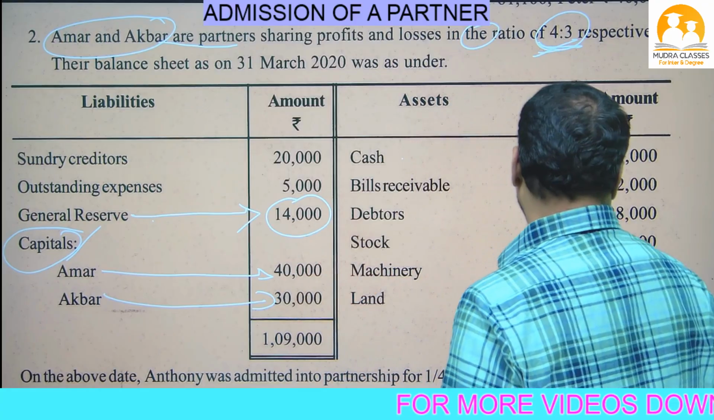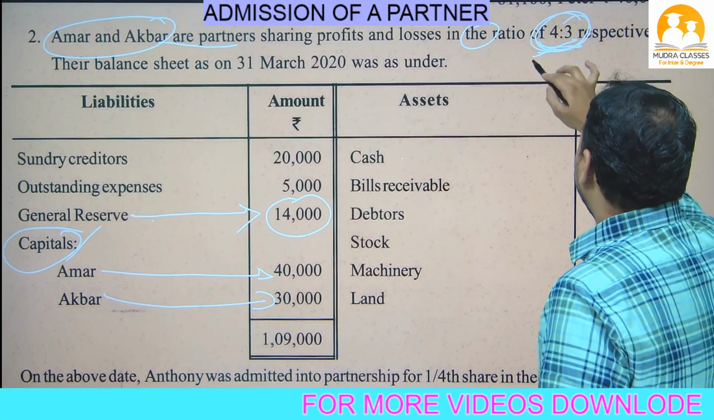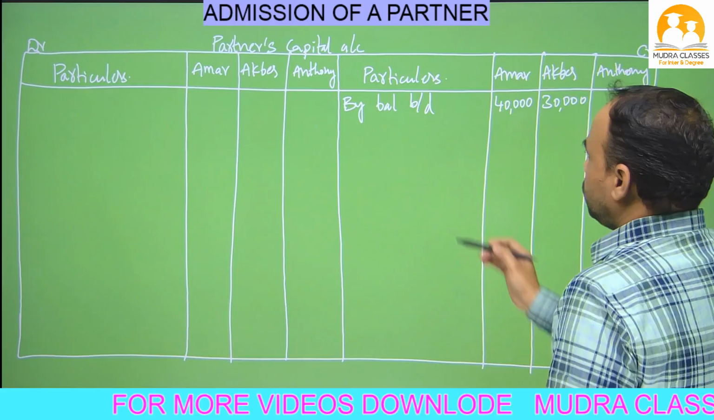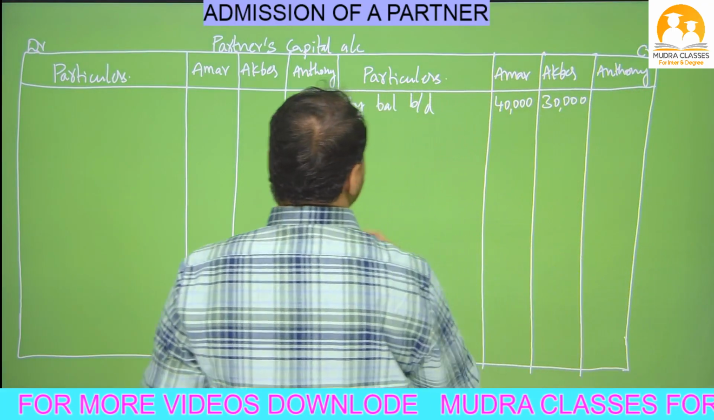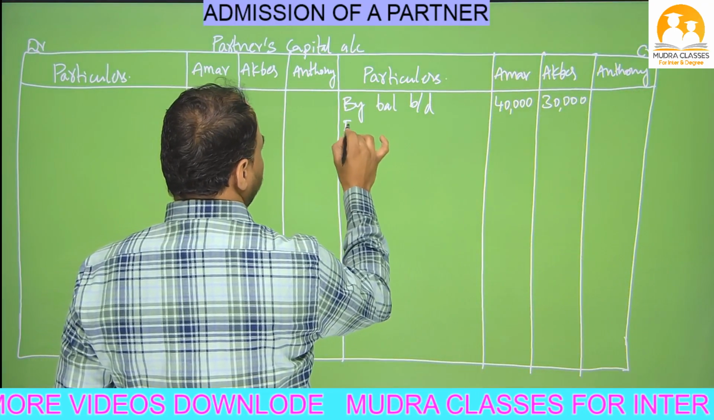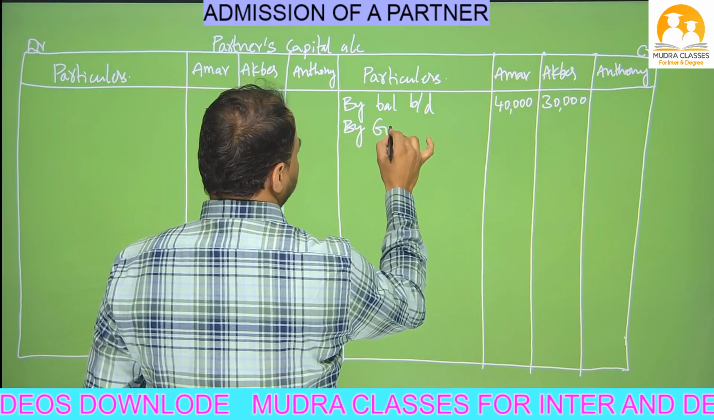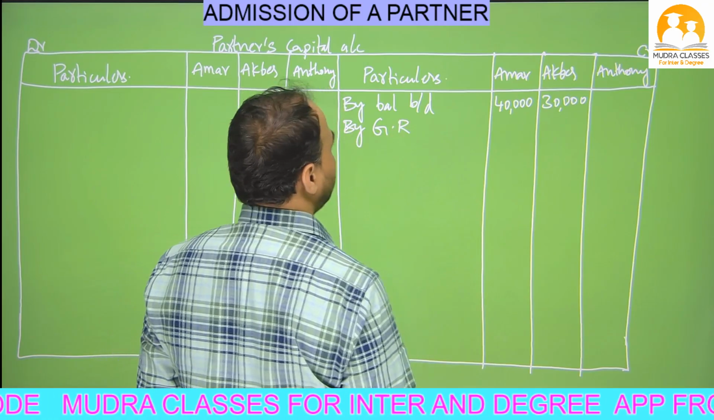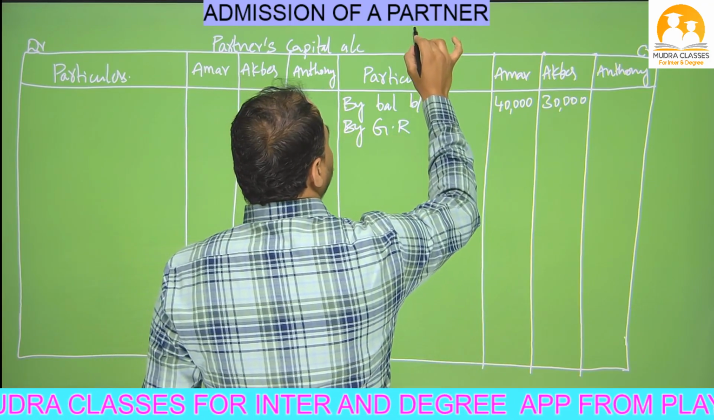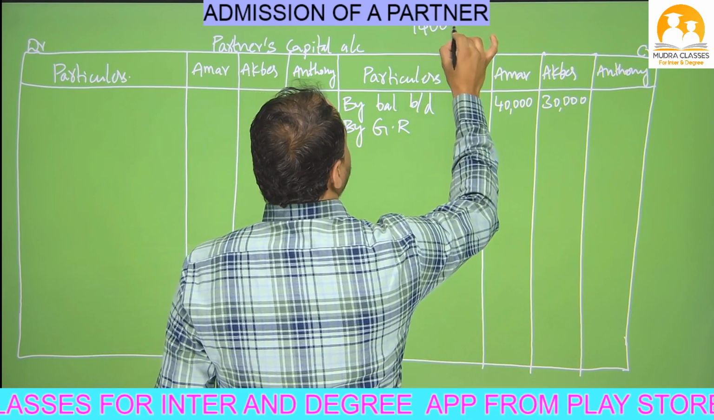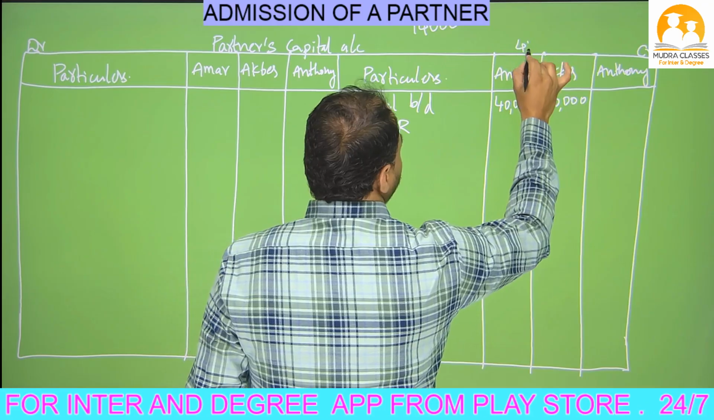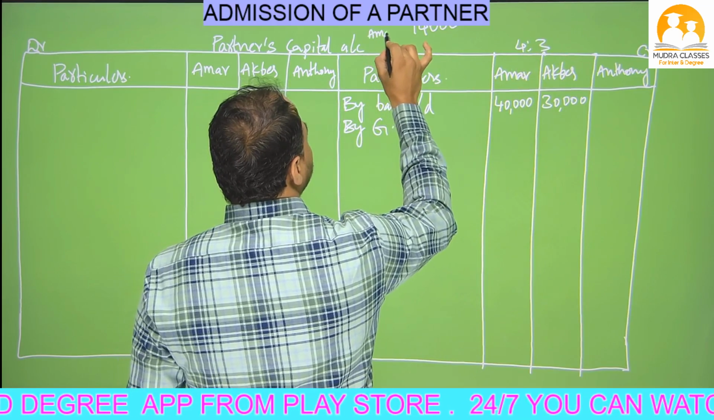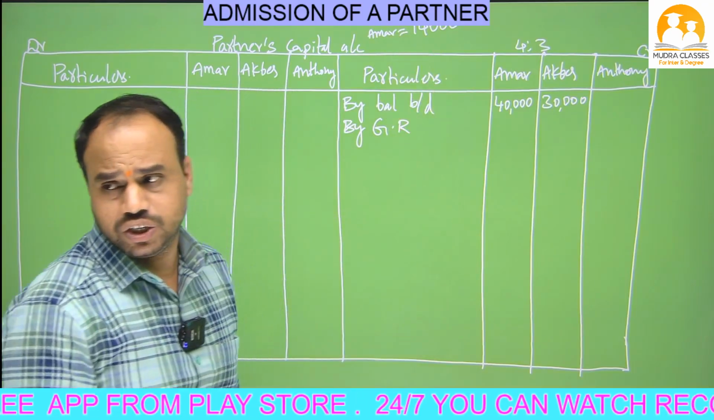So the 14,000 rupees we have to distribute to old partners in which ratio? 4:3. Okay, so this is the partners' capital account. In the partners' capital account, on the credit side we have to write by GR, meaning general reserve. Total general reserve amount is 14,000 rupees. In which ratio do we distribute? 4:3. First I will distribute to Amar.